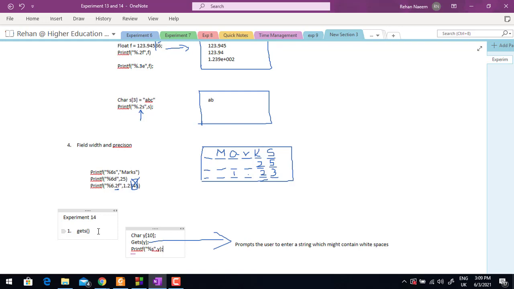Can anyone tell me, is it possible to read a string from the user which contains white spaces? Is it possible?